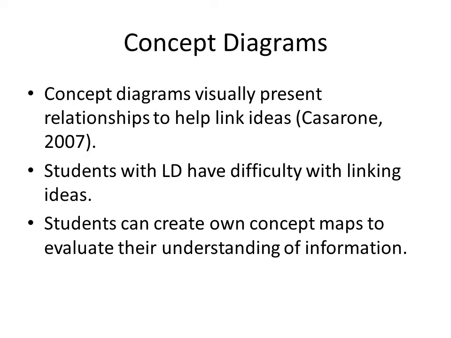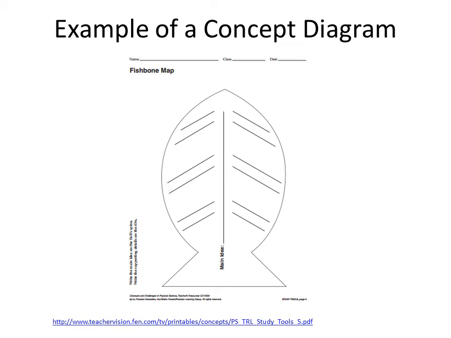Concept diagrams visually present relationships to link ideas that LD students have difficulty doing. Students can create their own concept maps to evaluate their understanding of information, identify the main idea of a text on the spine of the fish, and describe the results and associated details related with the main events on the bones to help them see cause and effect.